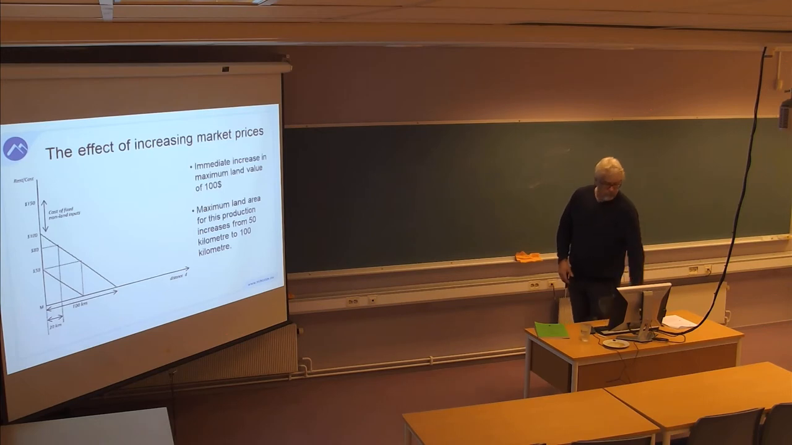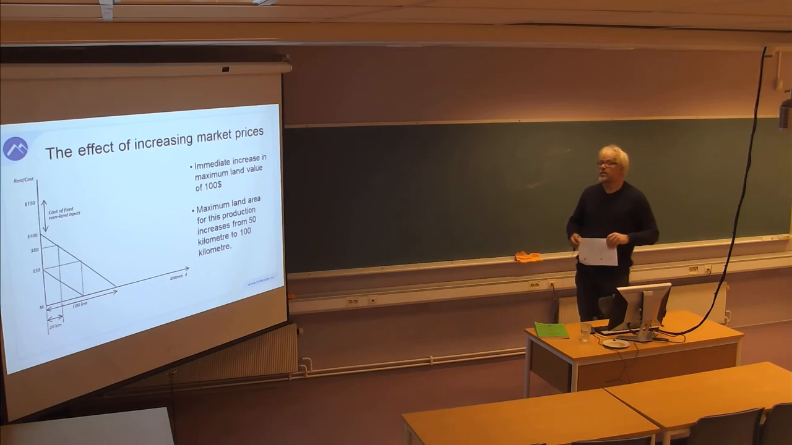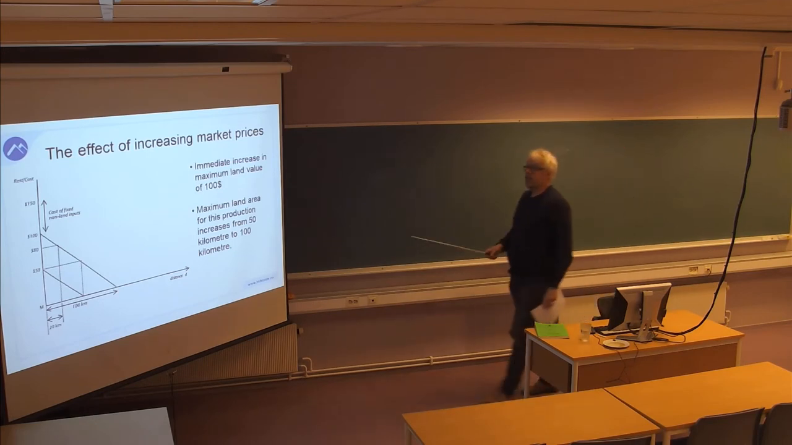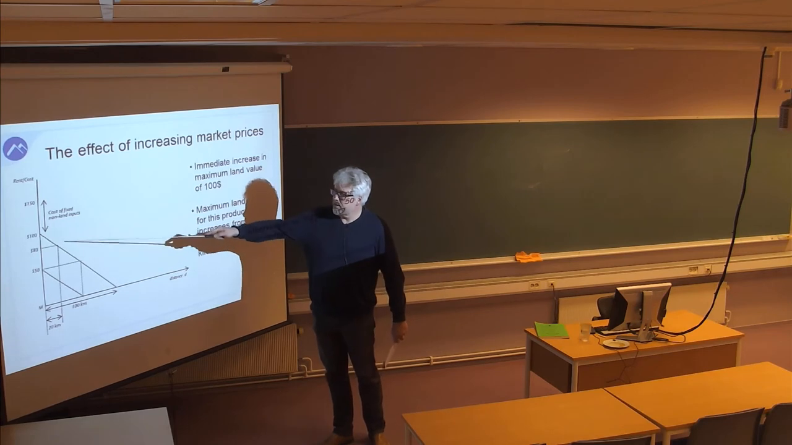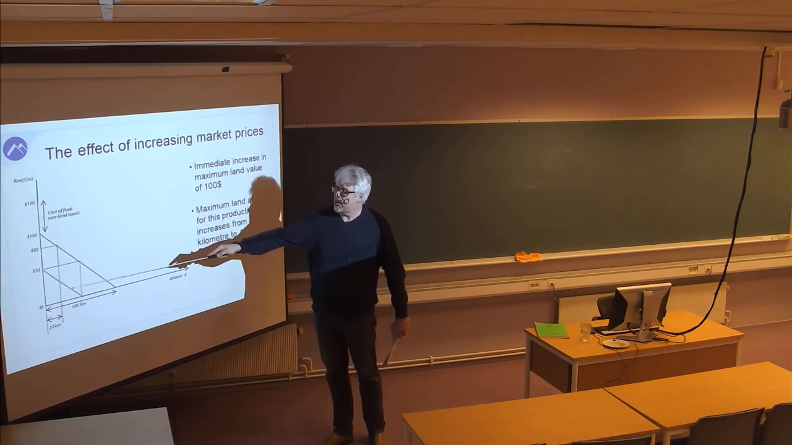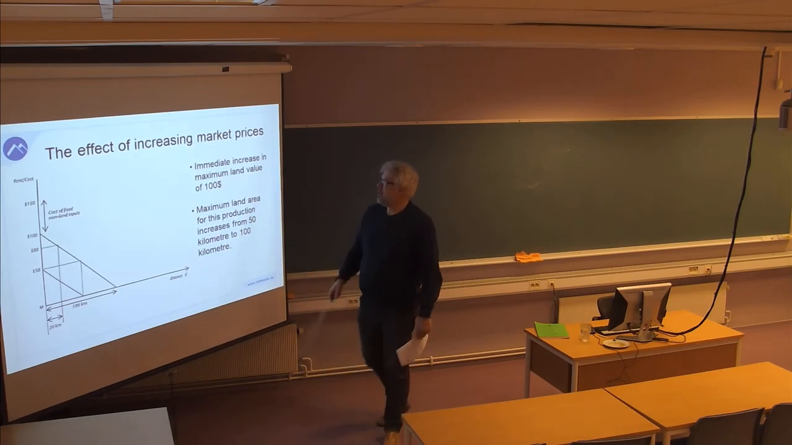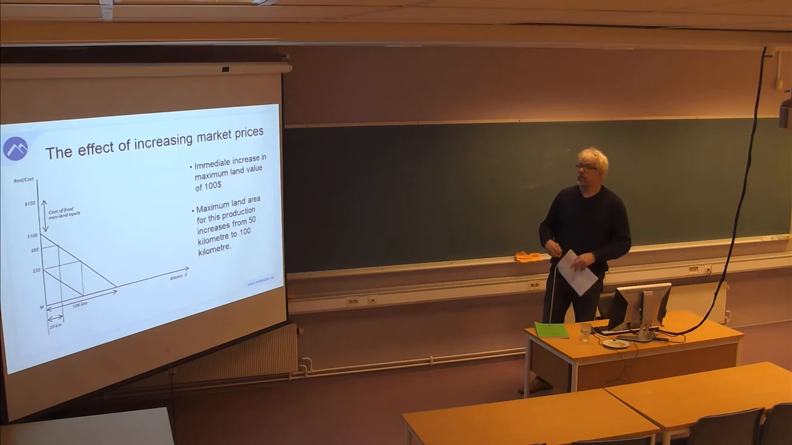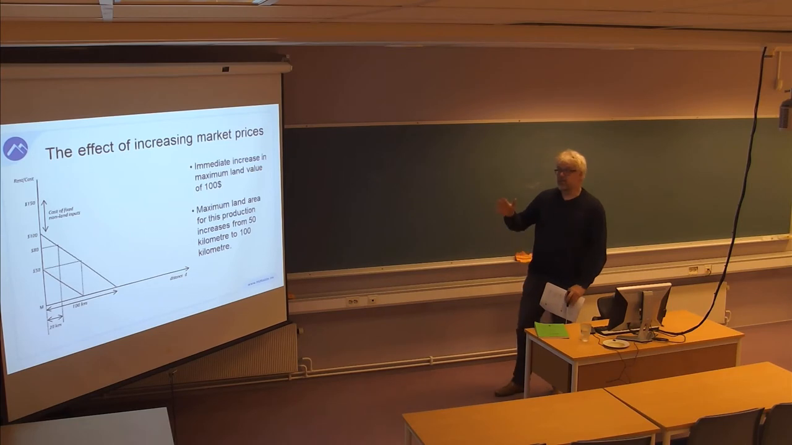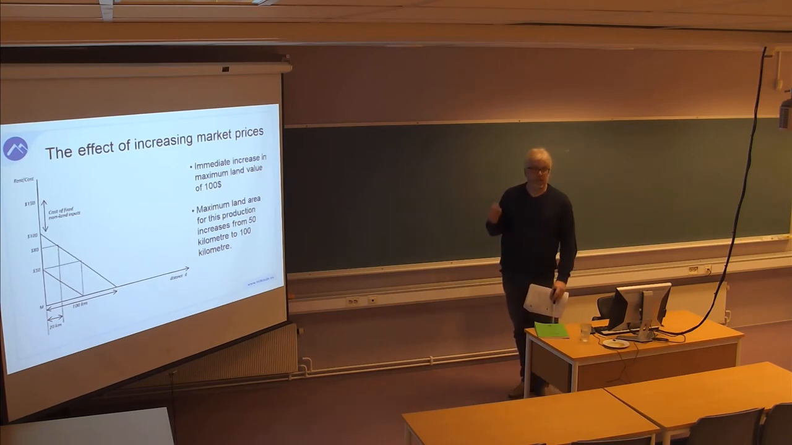And if you consider an increase in market prices, then you get a shift in the land rent curve out from the origin here. In this case, the market price has shifted upwards by $50. And that can be a result of many forces. It could be a shift in consumers' preferences, if this happens over time. Or it can be a shift because you get, let's say, a new big company that moves to the area.